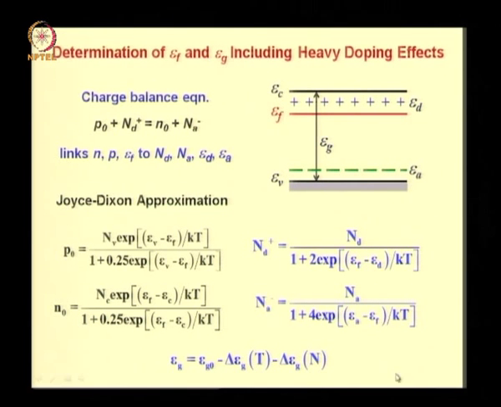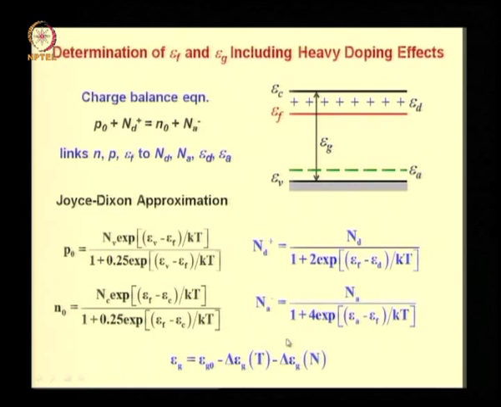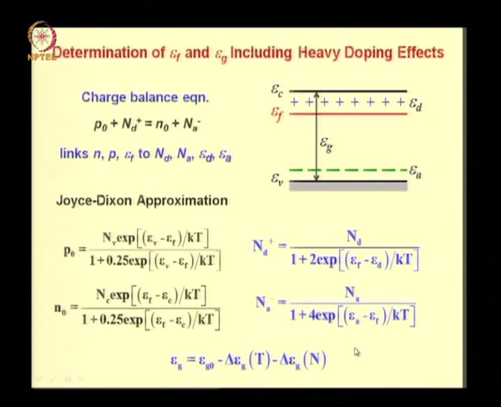Finally, the energy gap is given by the energy gap for low doping and low temperature minus a change as a function of temperature minus a change as a function of doping. This is really referred to as the band gap narrowing because of heavy doping effects.